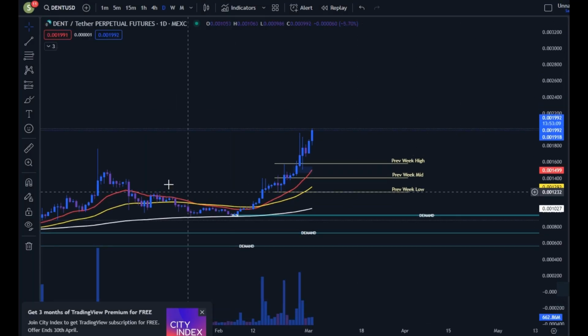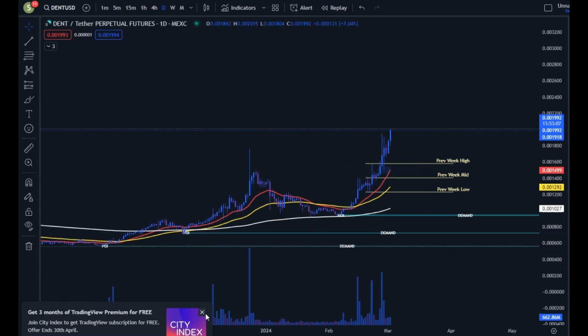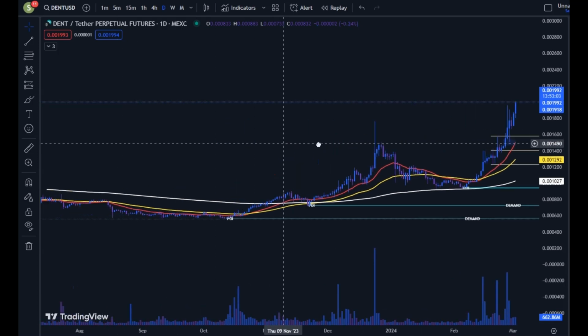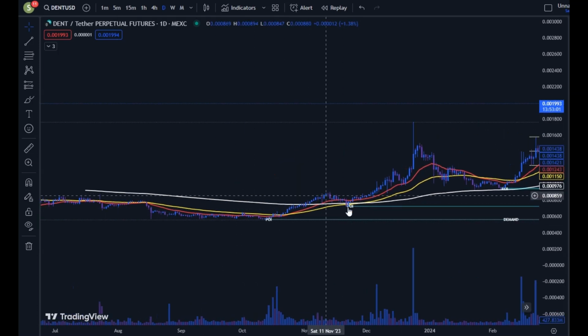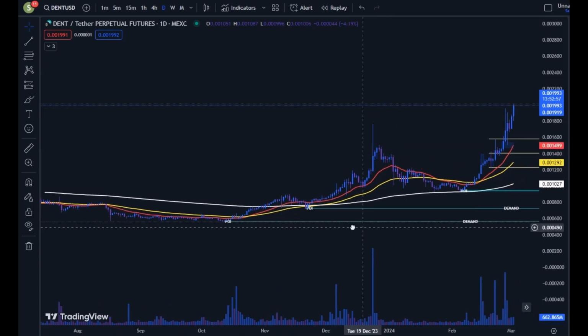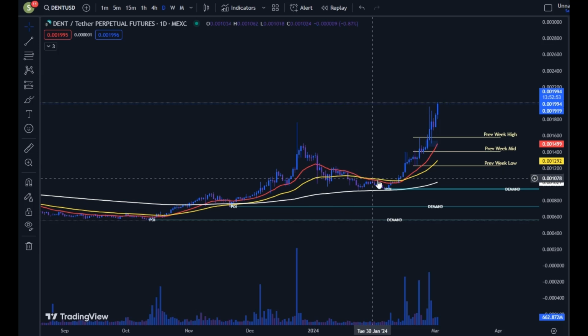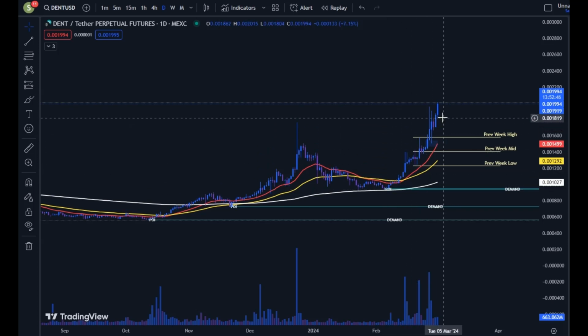See, same with DENT. We've had a lot of bullish momentum coming through here. You've got the area here where the 200 crossed under the 20 and the 50. You could have waited. You didn't have to take the trade there. You could have waited for it to pull back. It then hit the 200 again. Taken a long on the 7th of February.